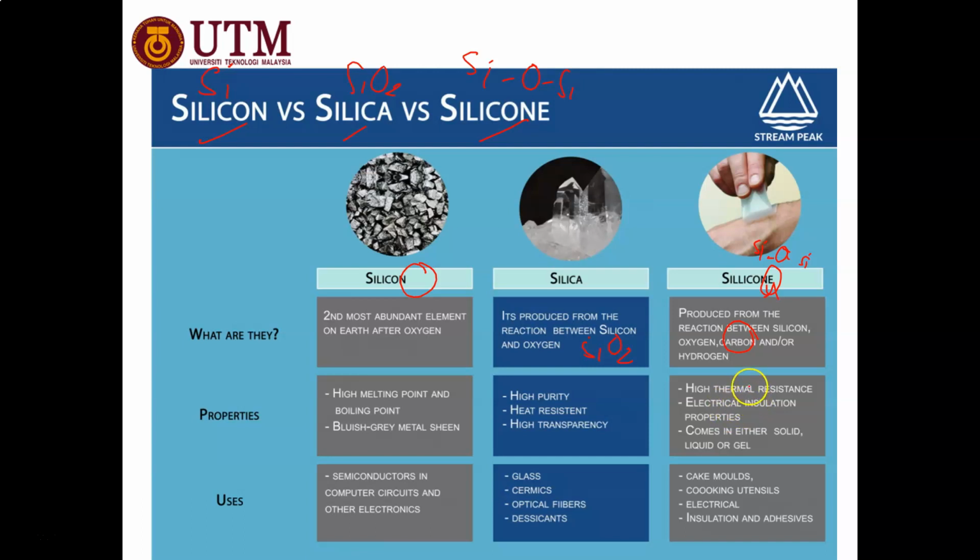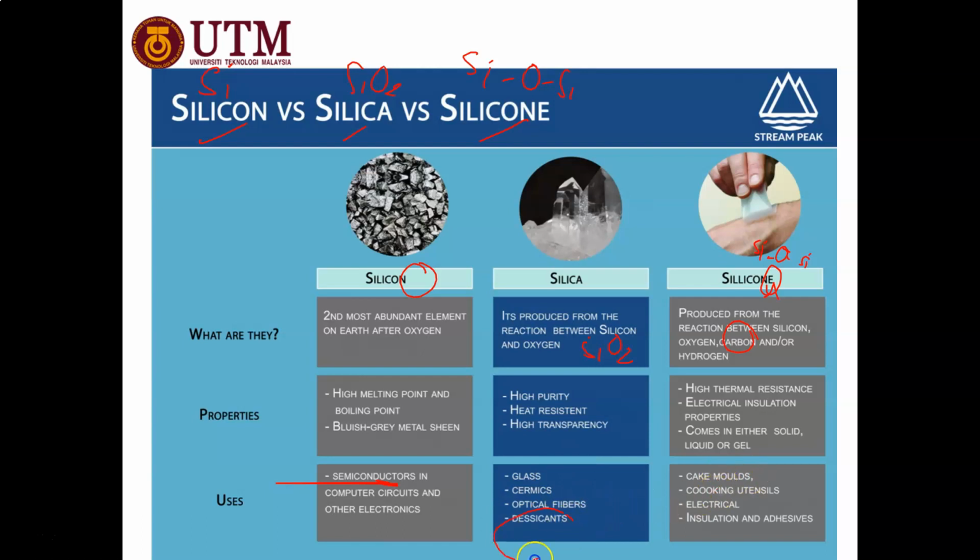While silicon has high thermal resistance, sebab tu dia boleh digunakan untuk baking and masak. Okay, electric insulation properties, and it can come in either solid, liquid or gel, bergantung pada bentuk yang kita buat dan suhu. So silikon antara yang paling kita guna ialah is a semiconductor. So semiconductor, kita sebut je semiconductor, orang akan terus fikir pasal silikon, which is used in computer circuits and other electronics. While silica ada guna dalam glass, ceramics, optical fiber and desiccants.